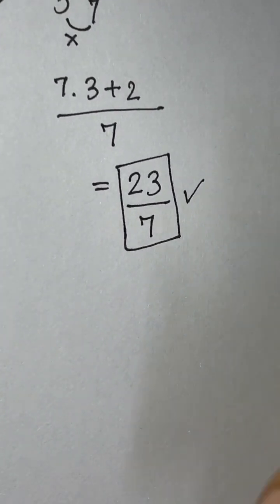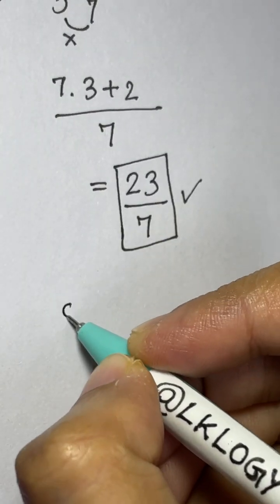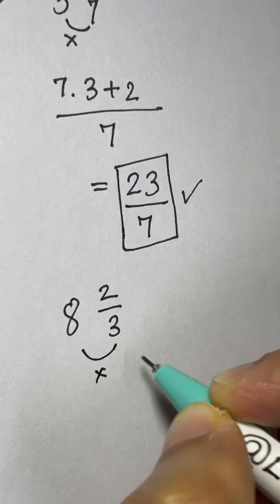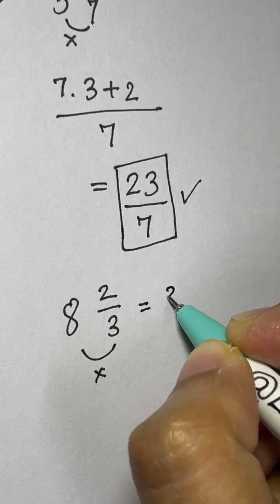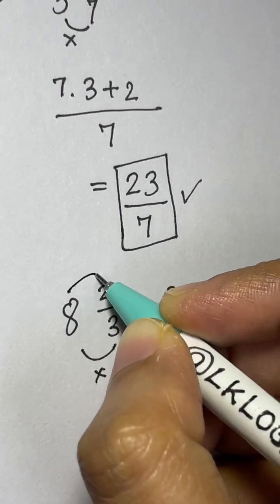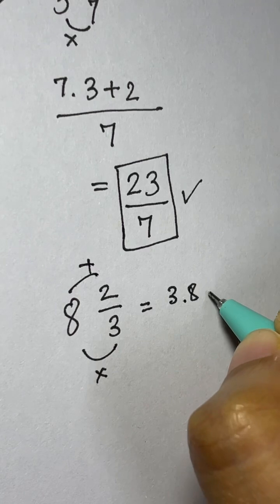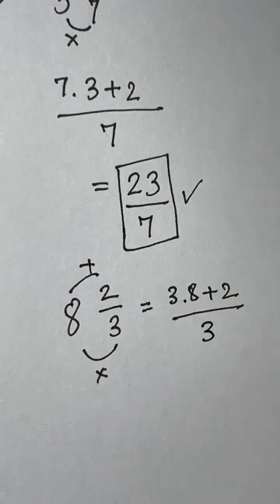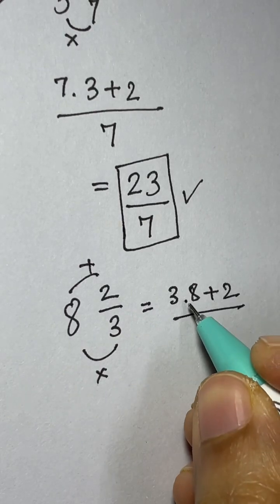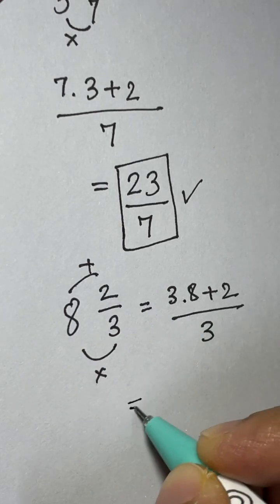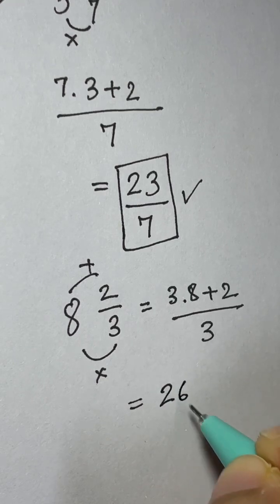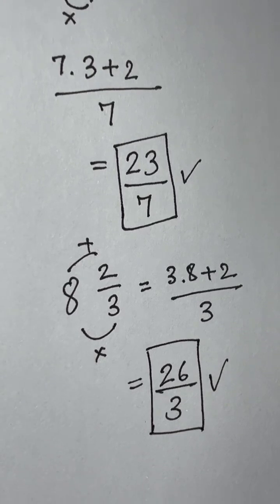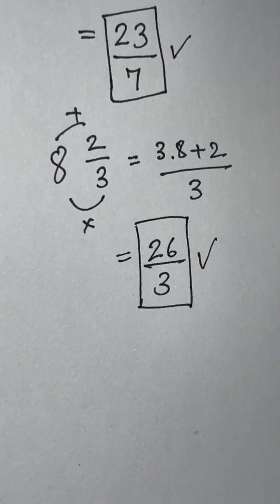Let's see, if you have 8 and 2 over 3, you multiply the bottom number 3 by 8, and then add the top number, the numerator. The denominator remains the same, that is 3. So you have 3 times 8 plus 2, which is 24 plus 2, that is 26 over 3. That's your answer. So this is how you convert a mixed number into an improper fraction.